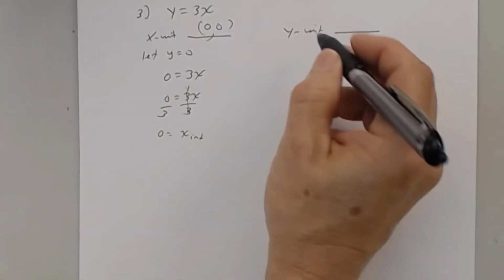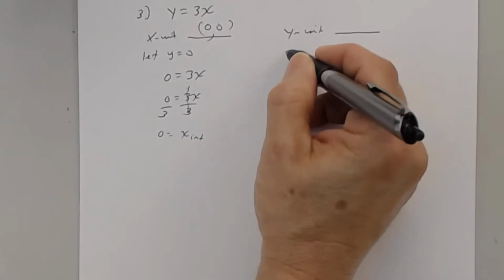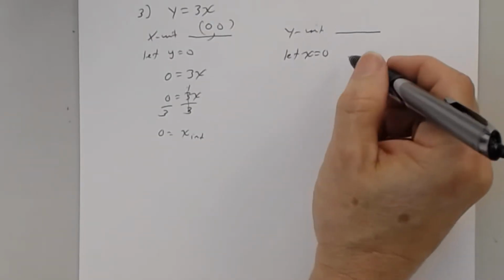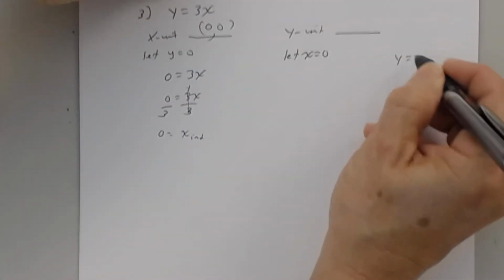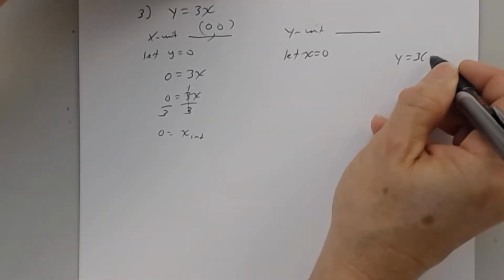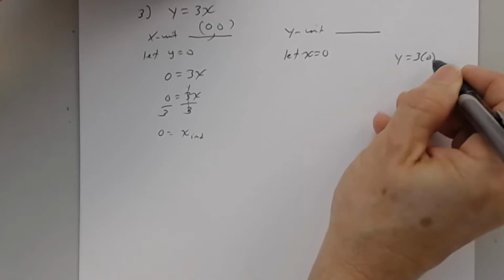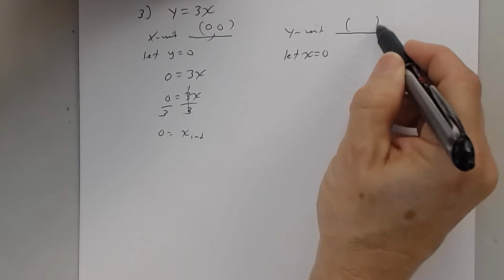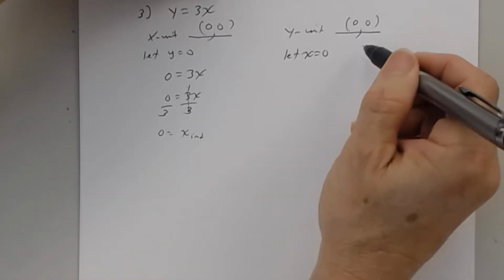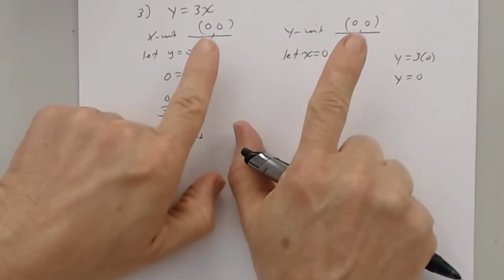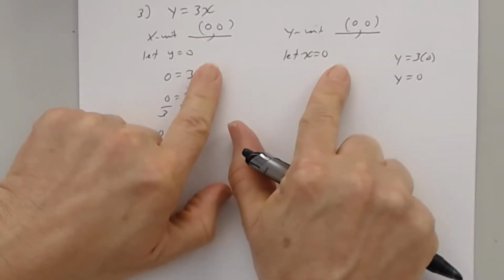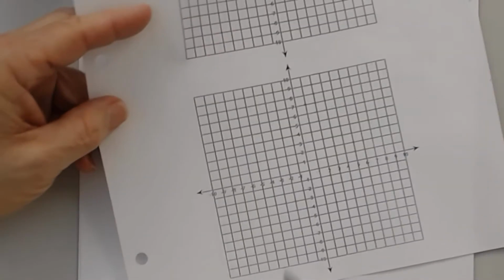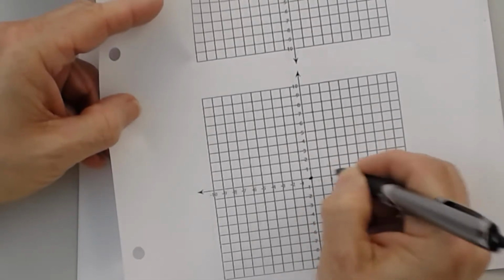All right, let's look at the y-intercept. To find the y-intercept, you let x equal 0. When I let x be 0, I get y equals 3 times 0. What's 3 times 0? So I get y equals 0. As an ordered pair, that's 0, 0, which is also the origin. So what do you notice about the x-intercept and the y-intercept? They're the same point. If I plot that point, that's the origin, 0, 0.